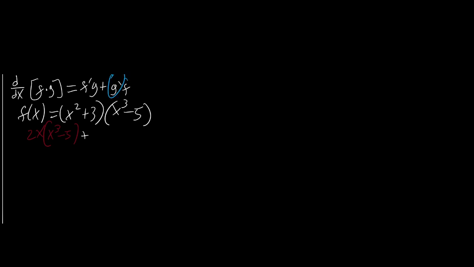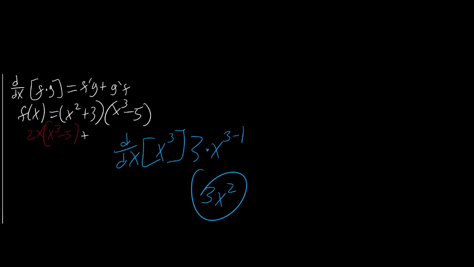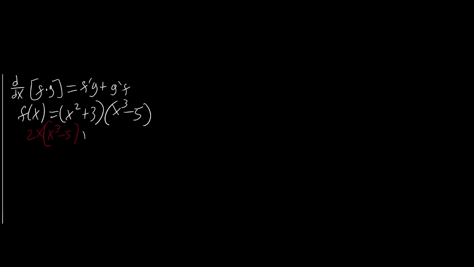So it's g prime multiplied by f. Now what is g prime? G prime is the derivative of this right here. And negative 5 doesn't have a derivative, so we're looking for the derivative of x to the power of 3. So let's find the derivative of x to the power of 3 real quick. We're going to be doing the same thing, d over dx of x to the power of 3, so we have 3 multiplied by x to the power of 3 minus 1, which is equal to 3x to the power of 2. That's the derivative of this right here.